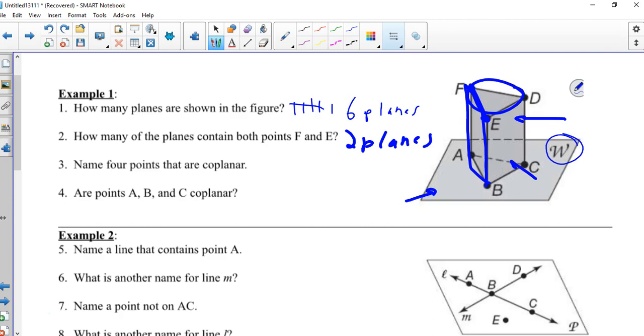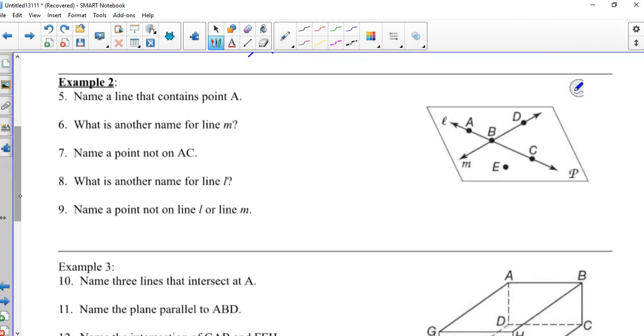So we need one of the rectangular faces, such as B, C, D, and E. We could have done A, B, E, and F. Or A, C, D, and F. Any of those would be fine. Are A, B, and C coplanar? Most definitely. They're on the flat piece. They're also on the triangular plane.